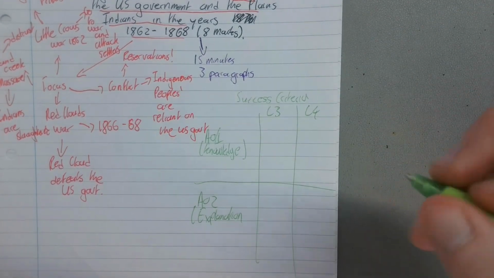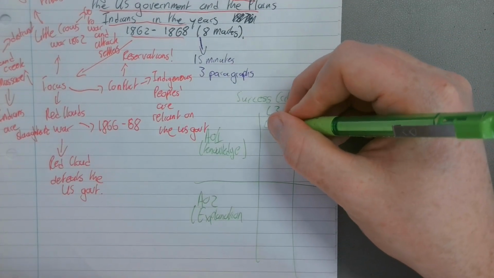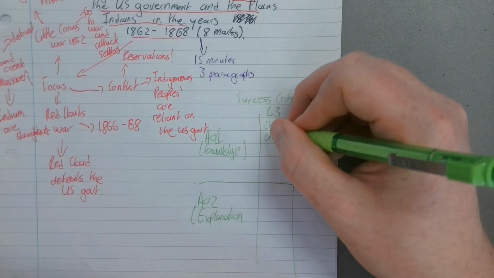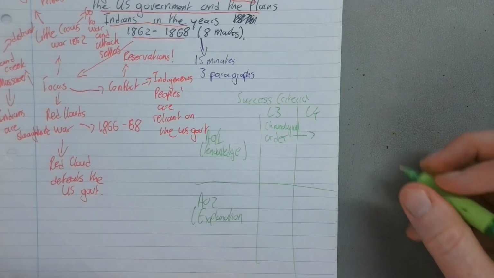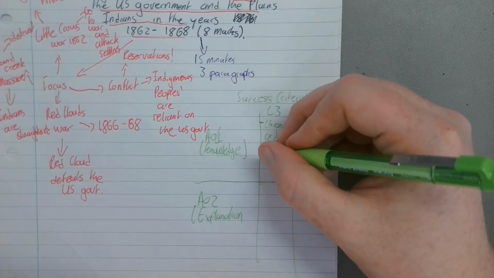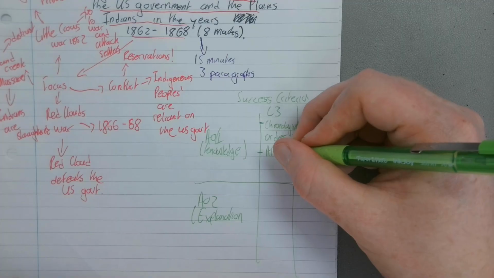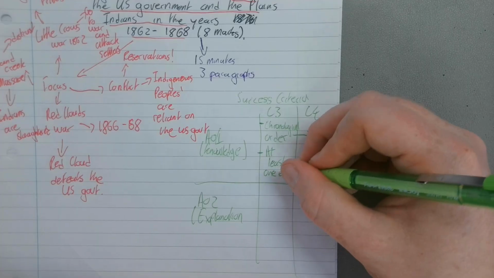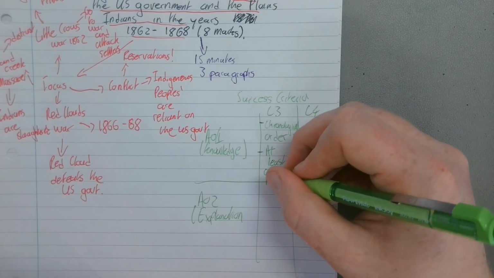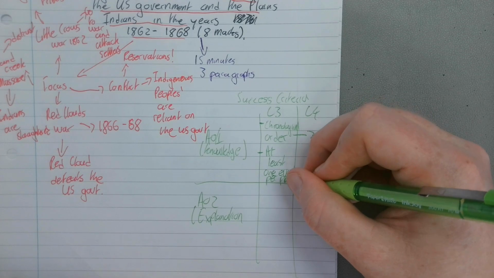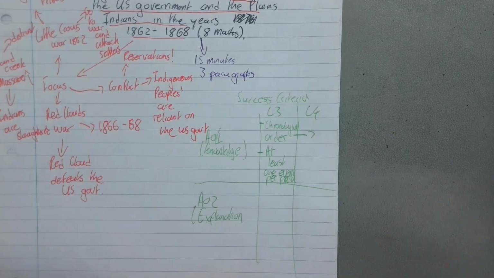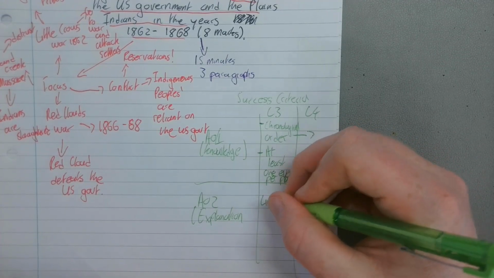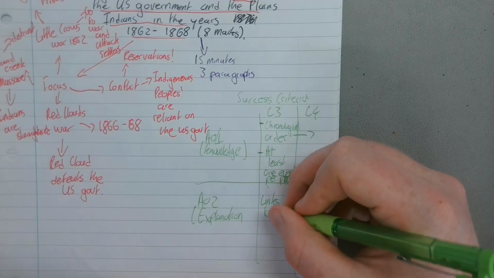Firstly, this must always be in chronological order, and that is the same in both levels. You must specifically have at least one event per paragraph. And what do I mean by event? I mean one fact about an event per paragraph. And again, in terms of explanation, you must have links between events.